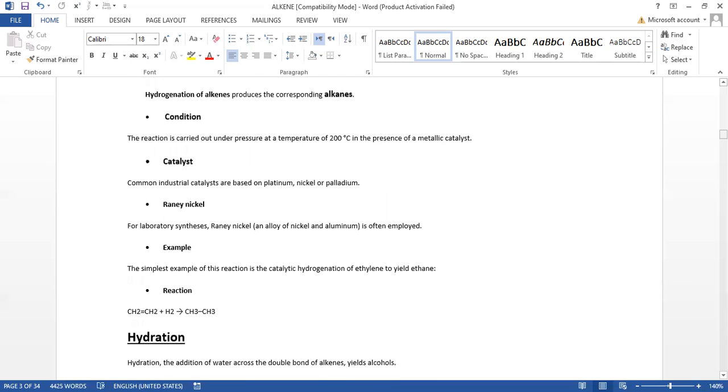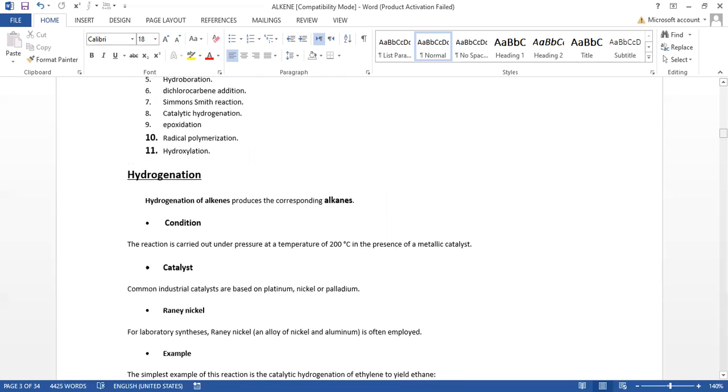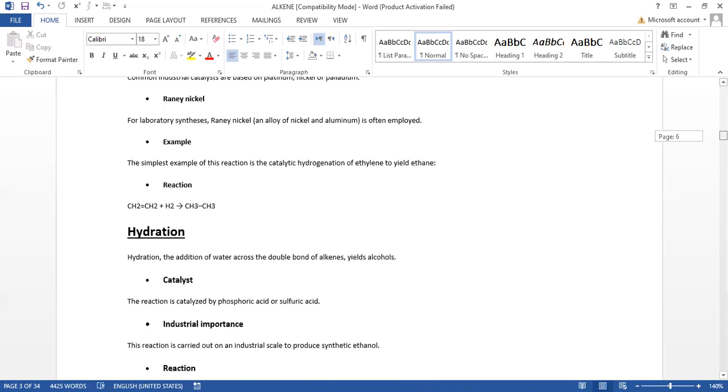Now, what is hydrogenation? Hydrogenation is the introduction of hydrogen atoms into the alkenes. The condition is the temperature should be 200 degrees Celsius and the catalyst must be platinum, nickel, or palladium. Platinum and nickel are basically used for the hydrogenation of alkenes. This is the alkene. When it is hydrogenated, we get our desired product, alkane.